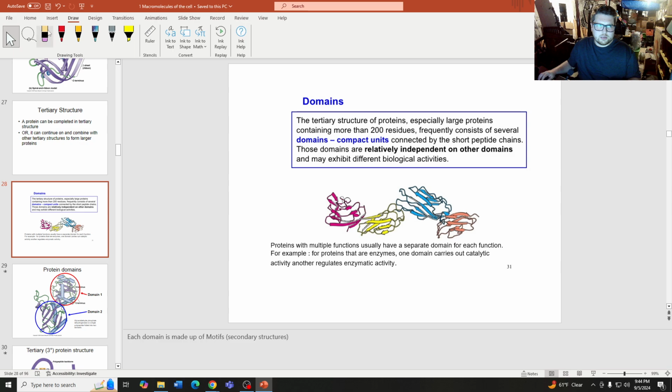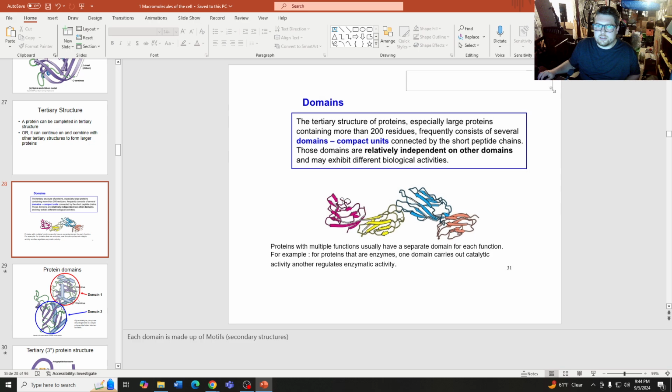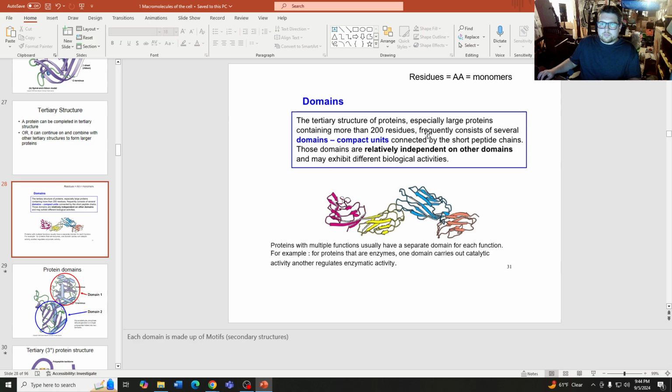Right here it says, the tertiary structure of proteins, especially large proteins containing more than 200 residues. Residue is a fancy way of saying amino acids or monomers. So residues equals amino acids equals monomers. It's just more science speak. It says it frequently consists of several domains or compact units that are connected by short peptide chains. These domains are relatively independent of other domains and may exhibit different biological activities.